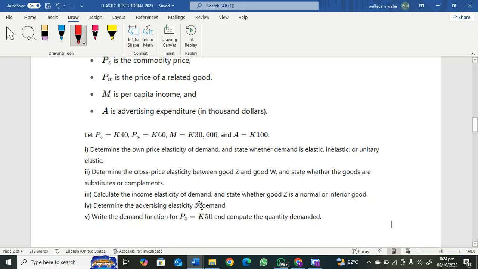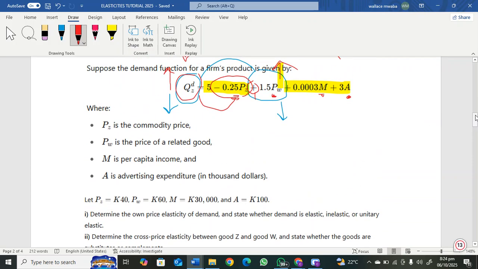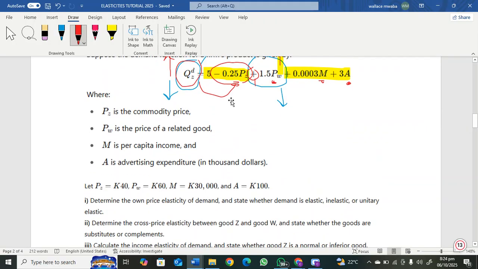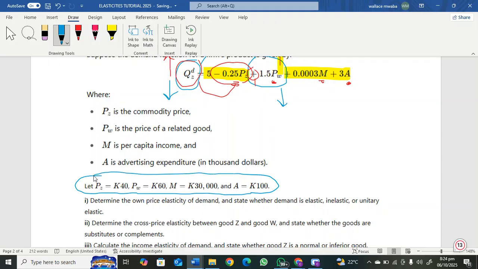So, the first thing you need to do with this type of question, it's always uniform. You need these values they've given you here. You need to put them in your demand function so that you can find the quantity demanded of the good. Always, before you even start determining these elasticities, you need to put these values into your demand function first. That's the first thing you always need to do.